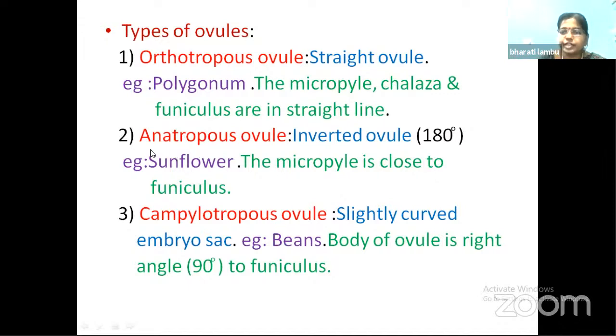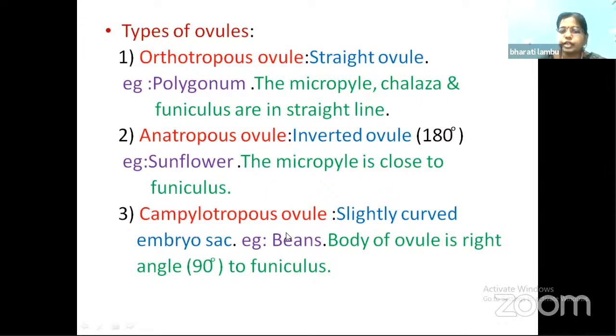If you come to the second ovule, it is the anatropous ovule. Anatropous ovule means it is completely inverted. That means the micropyle will be lying close to the funiculus. That means it has inverted 180 degrees. Example for this is sunflower, Helianthus. So anatropous ovule, the other name is inverted ovule. Generally 80% of the angiospermic flowers will have anatropous ovules only.